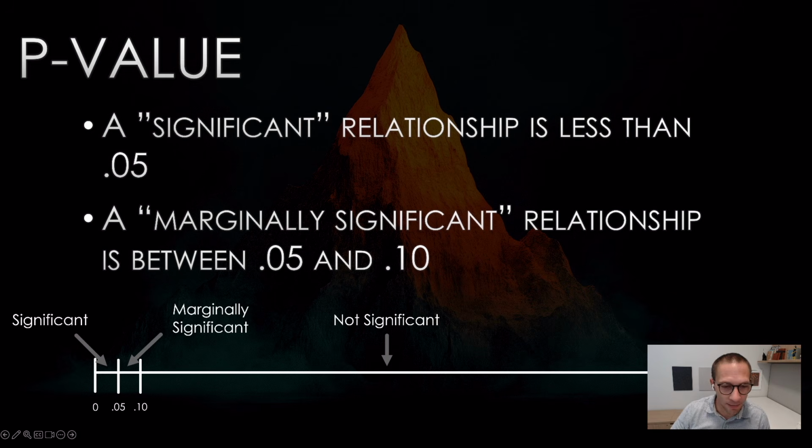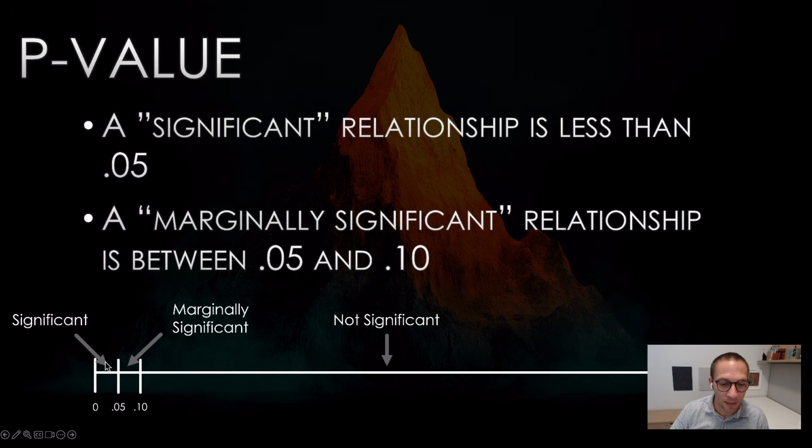So looking at this little number line here, where we have 0 and 1, if it's somewhere between 0 and 0.05, that's significant. Furthermore, if it's not quite below 0.05, but it's below 0.1, it's between those two, then we'd say that that's marginally significant. Not quite significant, but marginally, it's getting there. These are the magic numbers for when we're doing academic research or things like that.